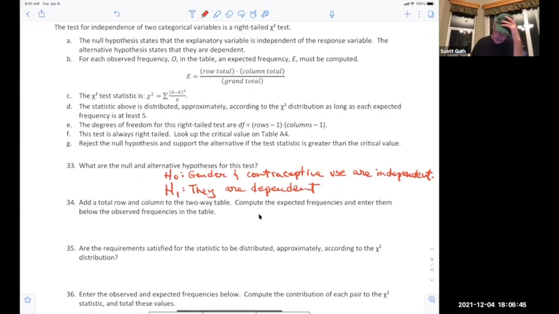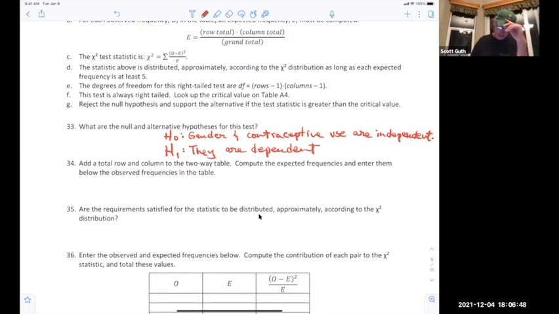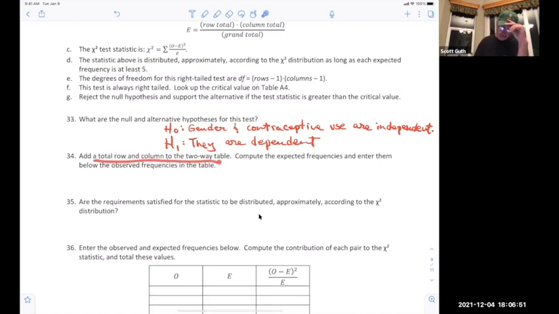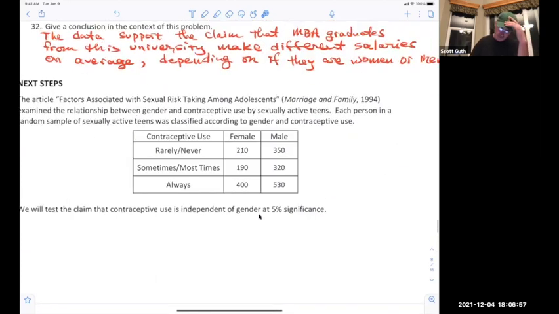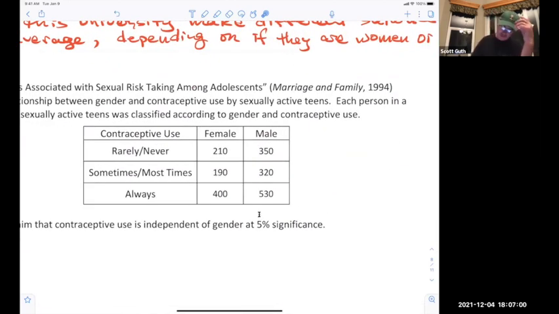Okay. So now the next thing you have to do is get the row and column totals on the table and compute the expected frequency. So let's go ahead and work on that table now. If you add up rows and columns, the row totals we can put over here on the right. The first row, the 210 plus the 350 add up to 560. The second row, the 190 and 320 add up to 510. And the third row, 400 plus 530 better be 930.